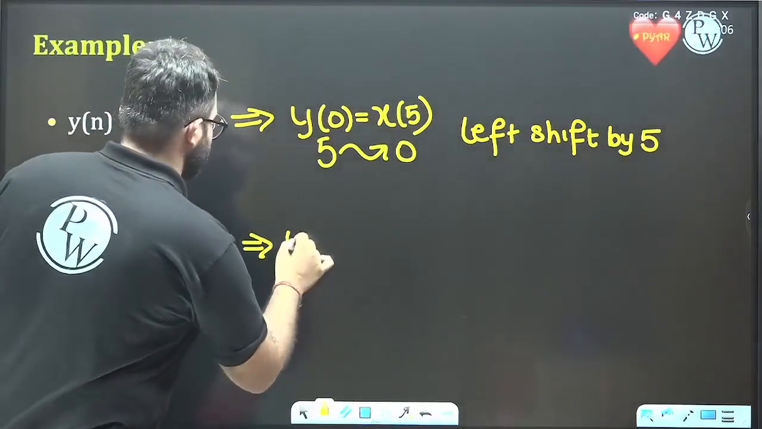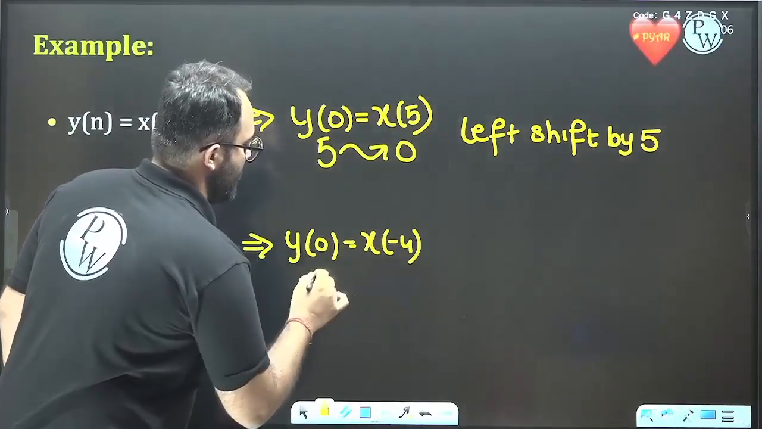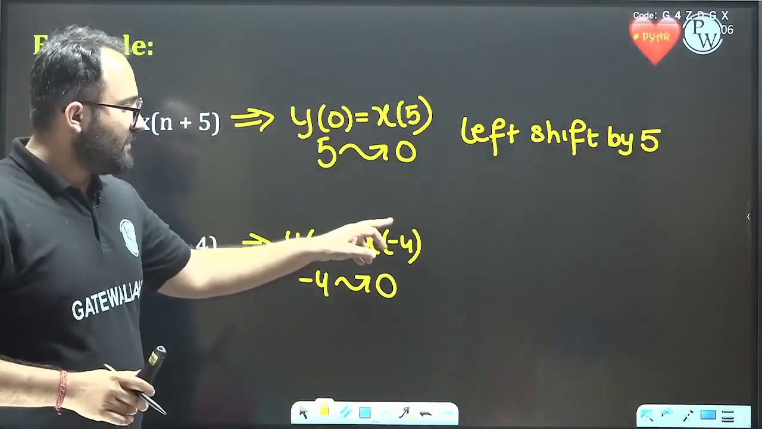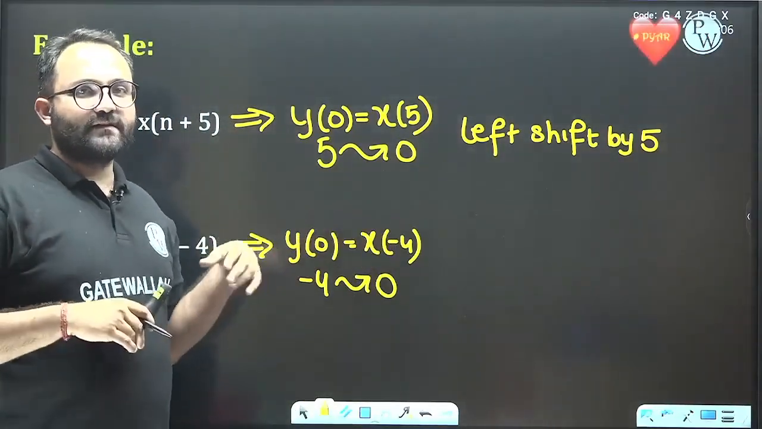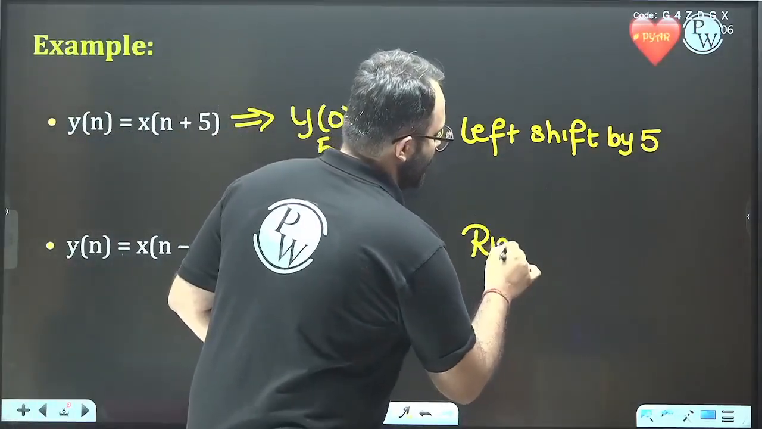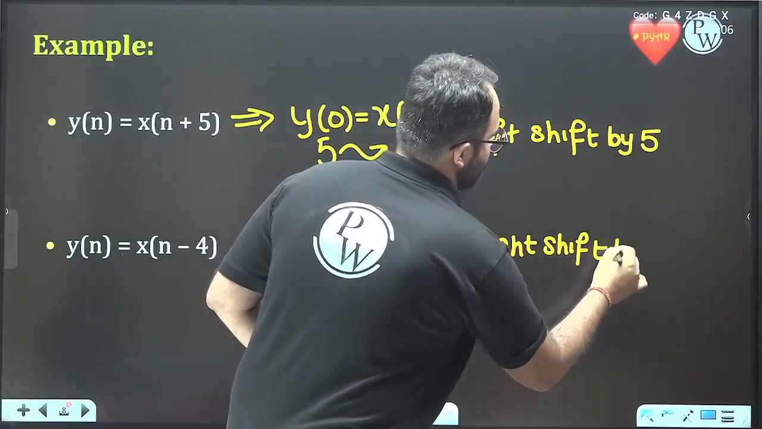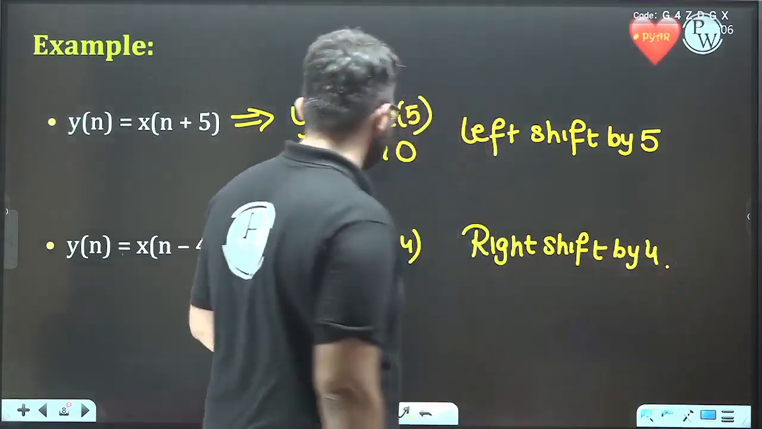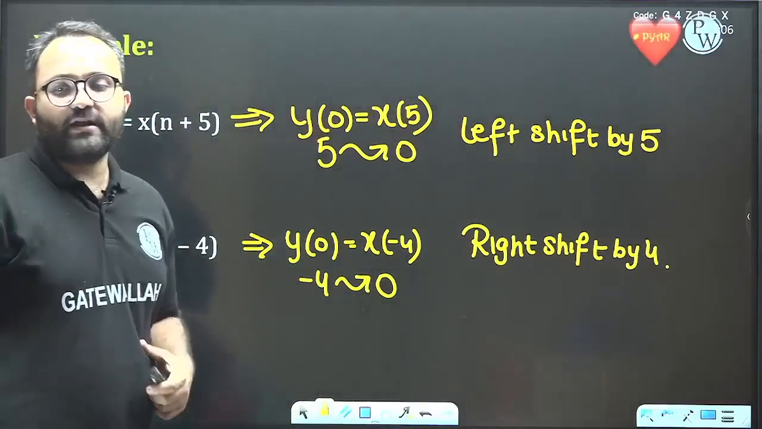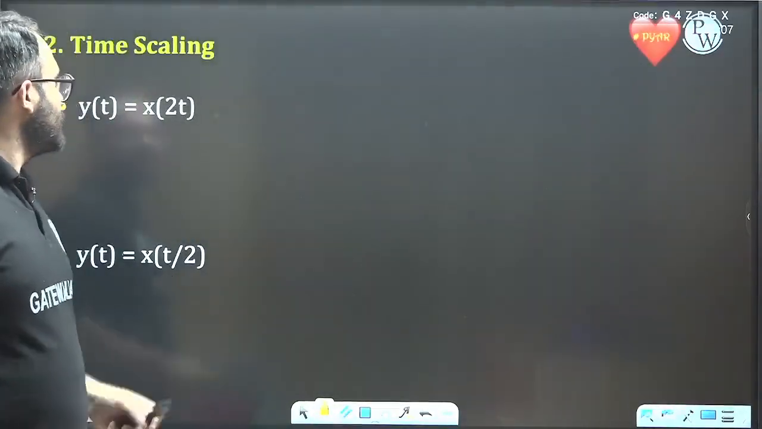Similarly, here we can see that y[n] equals x[n minus 4]. So in the old signal, minus 4 is jumping to the 0 location. Minus 4 jumping to 0 means right shift. I hope all of you are able to do this, students. These are all very simple things. You just have to put t equal to 0 or n equal to 0 and get the complete result very easily. You don't have to remember.